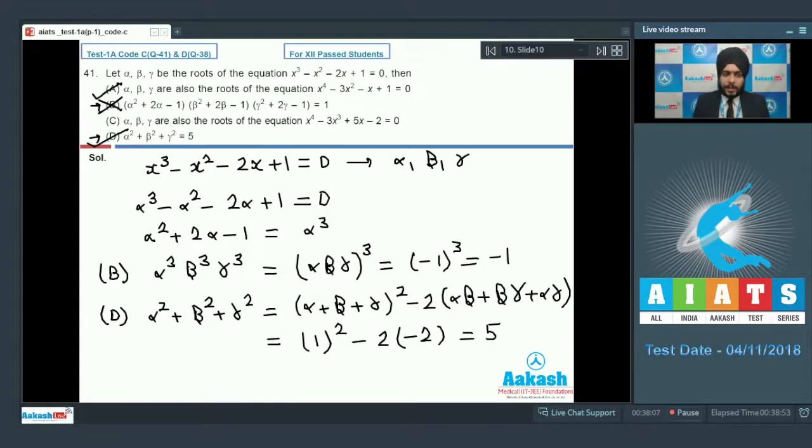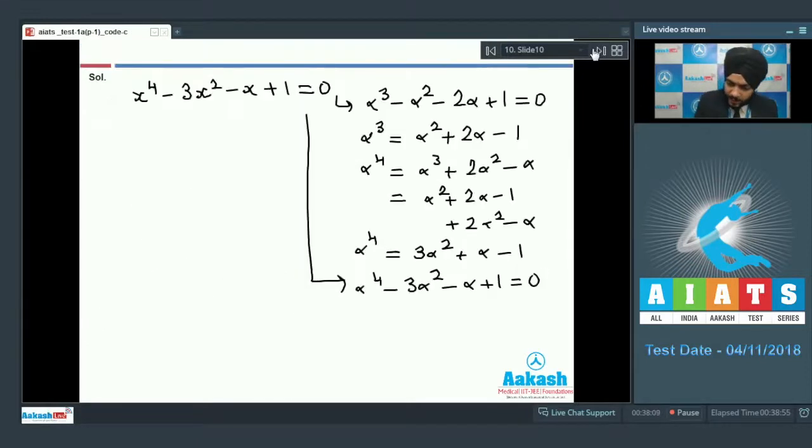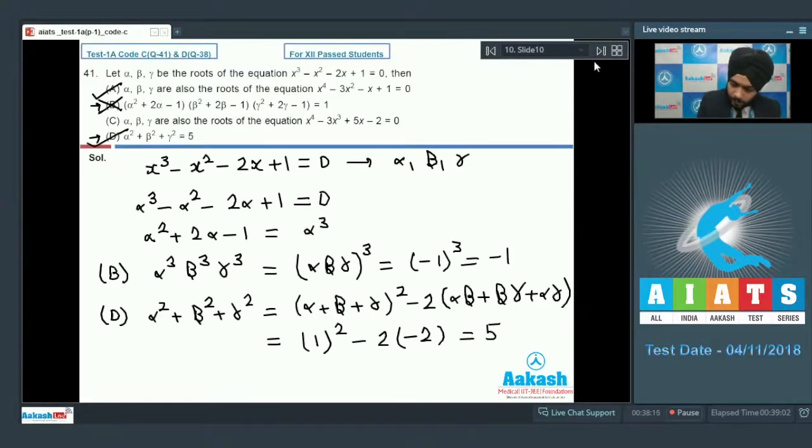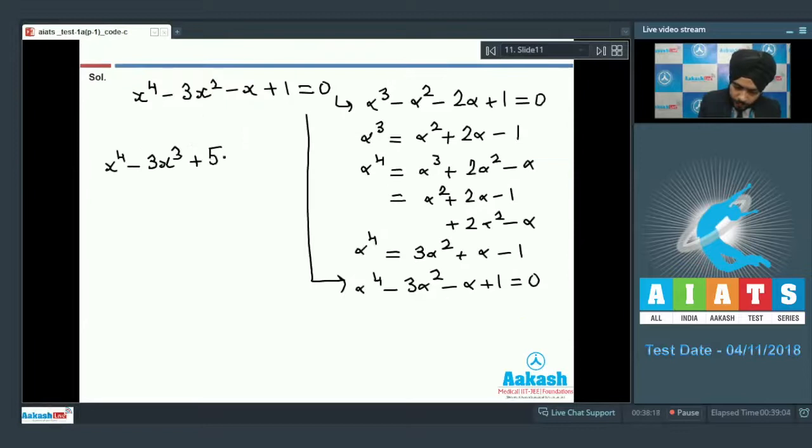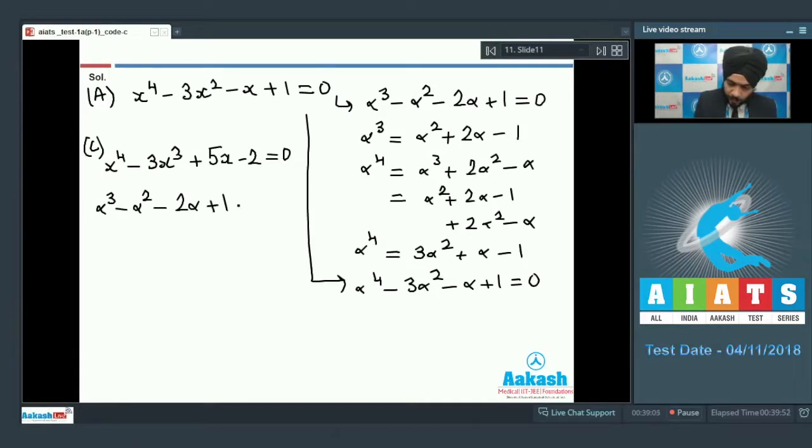Similarly, let us check option number C. X power 4 minus 3x cube plus 5x minus 2. This is option number A and this is option number C. Starting from the given equation, alpha cube minus alpha square minus 2 alpha plus 1 equals 0. So let us multiply this equation by alpha. Alpha power 4 minus alpha cube minus 2 alpha square plus alpha equals 0.